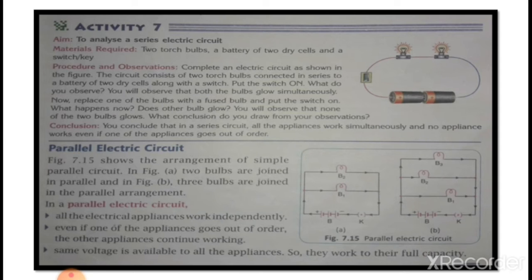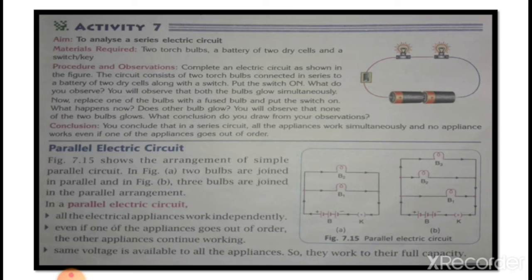Now replace one of the bulbs with a fused bulb and put the switch on. What happens now? Does the bulb glow? You will observe that none of the two bulbs glows. What is the conclusion? You conclude that in a series connection or circuit, all the appliances work simultaneously and no appliance works even if one of the appliances goes out of order. So this is how to analyze a series electric circuit.